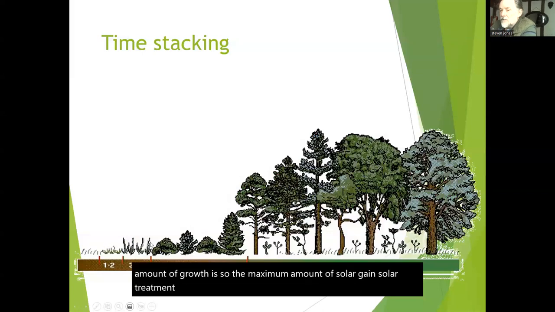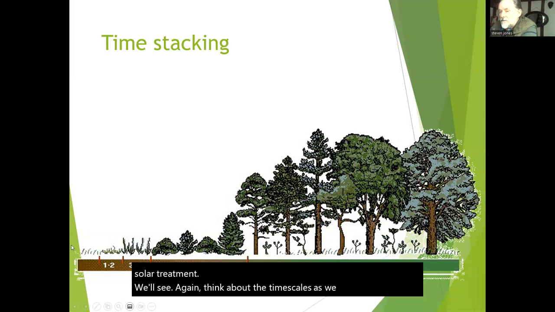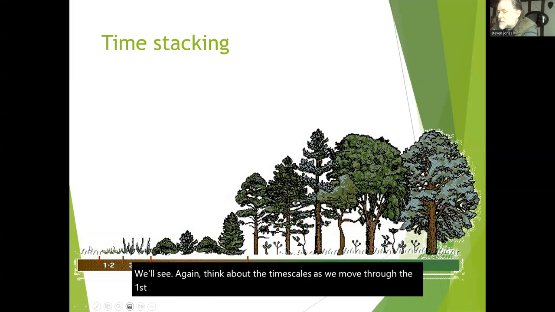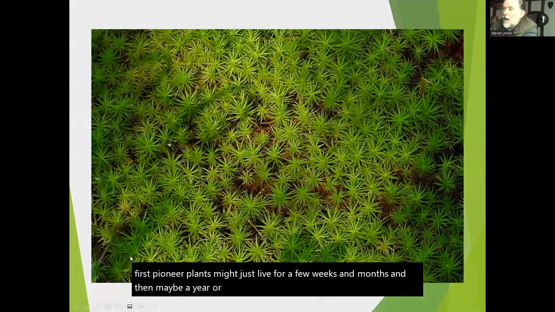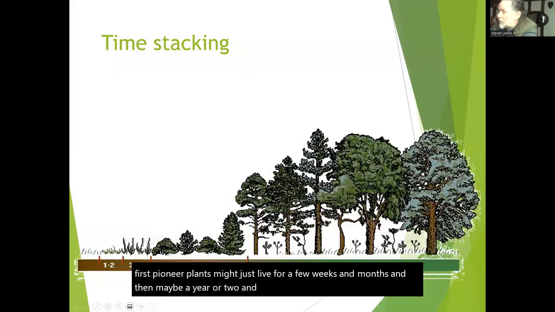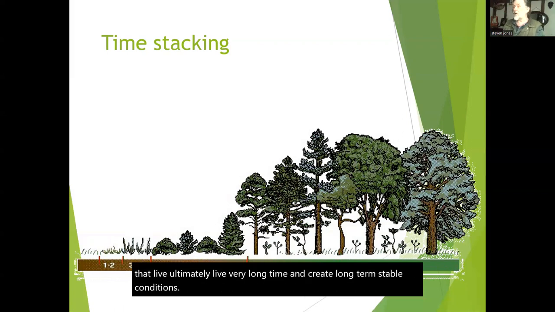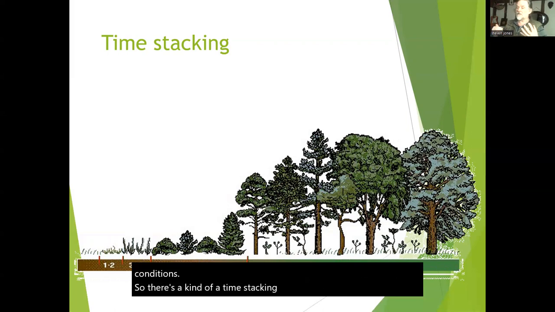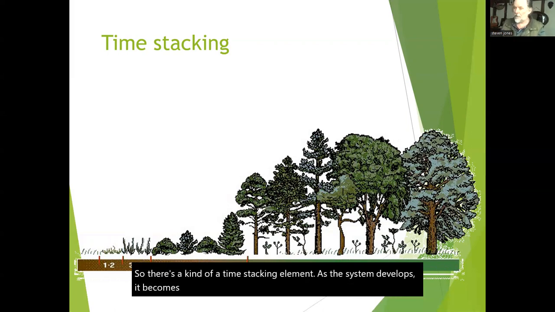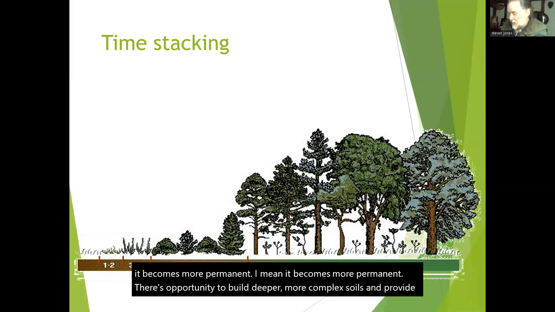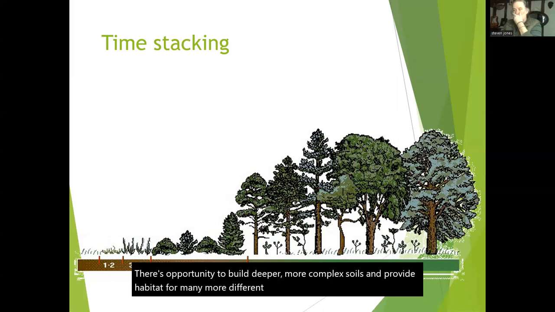You see, again, think about the time scales as we move through. The first pioneer plants might just live for a few weeks and months, and then maybe a year or two. And as we progress into it, things that live ultimately live a very long time and create long-term stable conditions. So there's a kind of time stacking element. As a system develops, it becomes more permanent, it has opportunity to build deeper, more complex soils and provide habitat for many more different kinds of organisms.